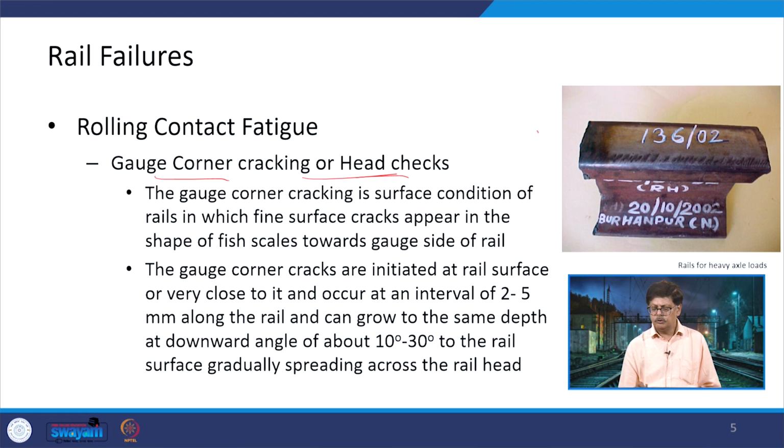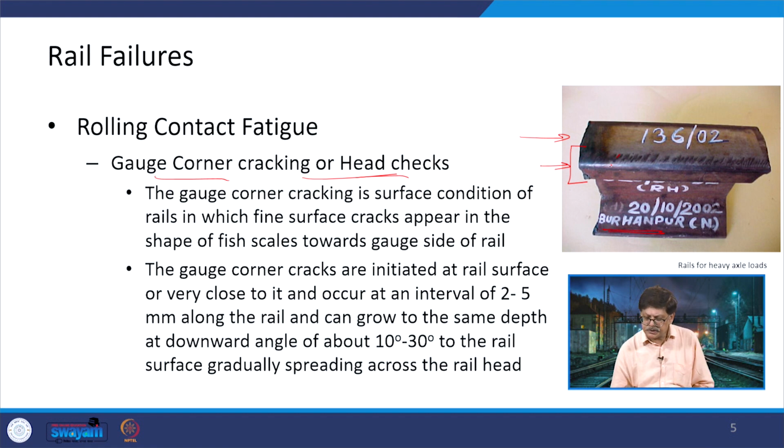So, if we look at this photograph, which is one of the examples of this type of fracture which has occurred, you can see this is from Burhanpur of 2002. It has been kept as an example, so that the new people who join the services can look at it and understand the thing. So, here you have to give attention to this section.